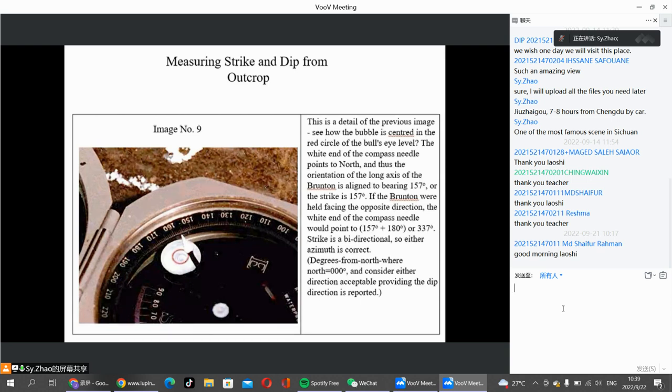And if we measure the opposite direction, the other end of the compass needle would point to 337, which is equal to 157 plus 180. So there are several standard methods for reporting strikes. We usually use degrees from north, where north is 0 degrees.